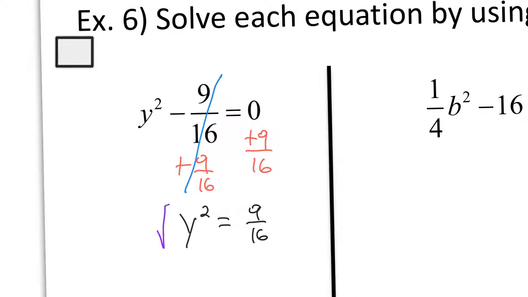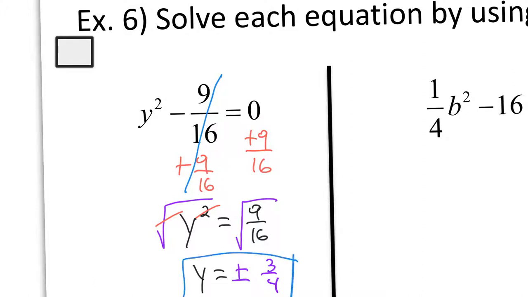So I'm going to take the square root on the left side, the square root on the right side. The square root cancels right here, so we have a y by itself. Bring the plus and the minus down, and you take the square root of the two numbers. The square root of 9 is 3, and the square root of 16 is 4. So we have 3 over 4 for this answer.